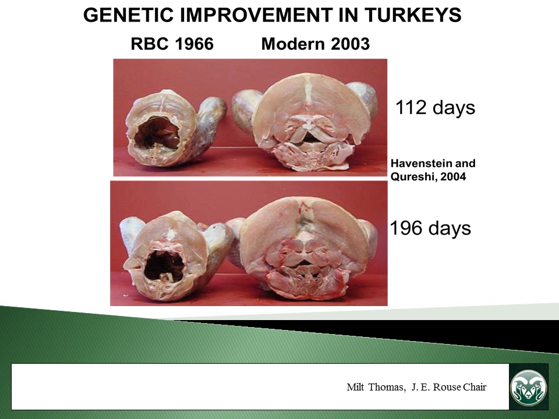So let's just talk a little bit about genetic improvement. We can do genetic improvement. If you can measure it in parents and progeny, we can do it. So this is just a slide I like to show. Here's a turkey carcass at 112 days of age and 196 days of age. That's what a turkey carcass looked like in 1966, and this is what our modern turkey carcass looks like.